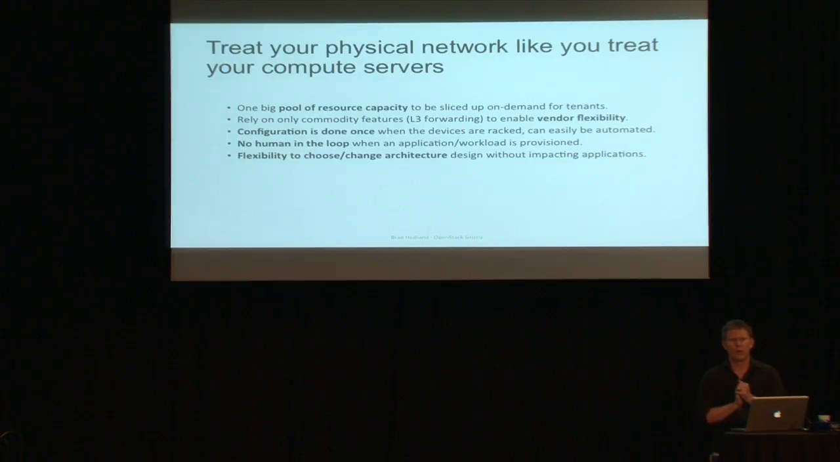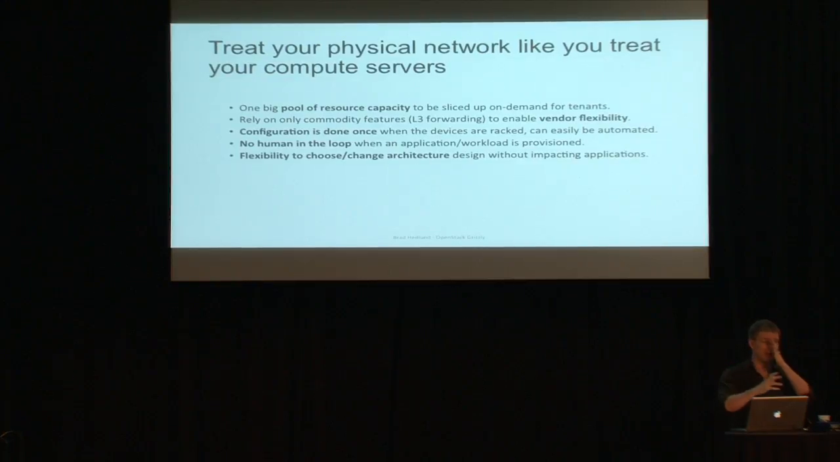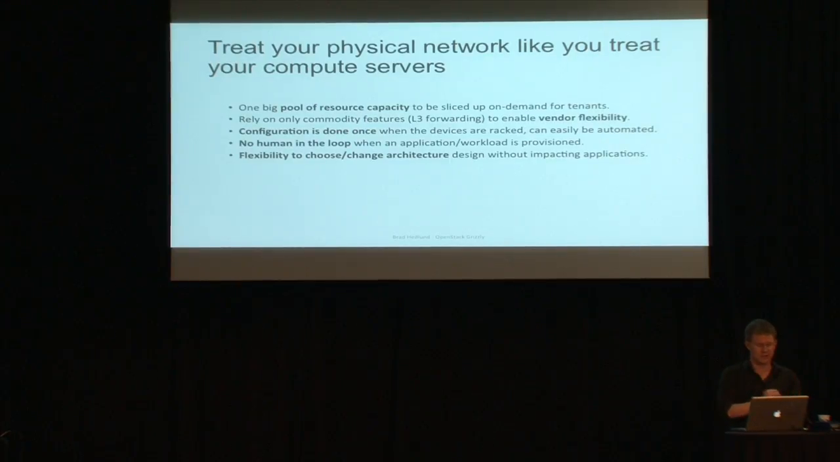What MVP aims to let you do is treat your physical network like you treat your compute servers. What does that mean? It means a couple things. First off, you can treat it as a big pool of capacity to be sliced up on demand, flexibly for tenants, right? What do you do when you buy your compute capacity? You look at some price performance ratio, you say, oh, this seems like a good deal. I'm going to buy a bunch of racks there. You pull them in, and then you do a one-time setup, and then the rest is just programmatic spinning of workloads onto that to consume that capacity. Then you consume the capacity, and you move on.